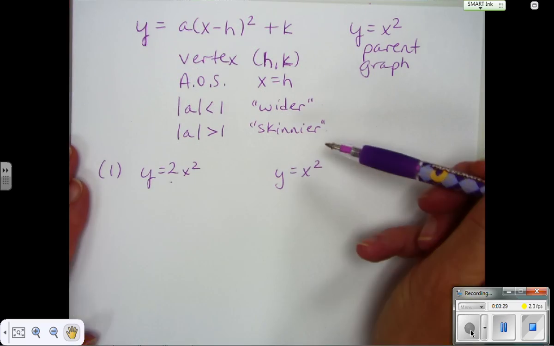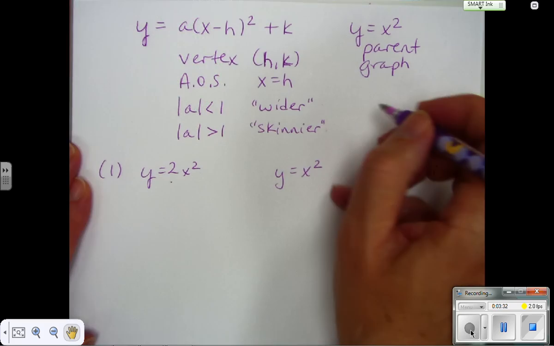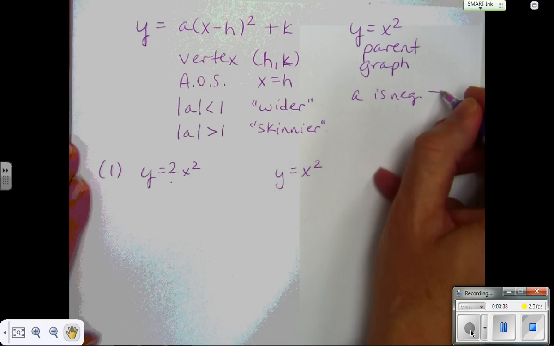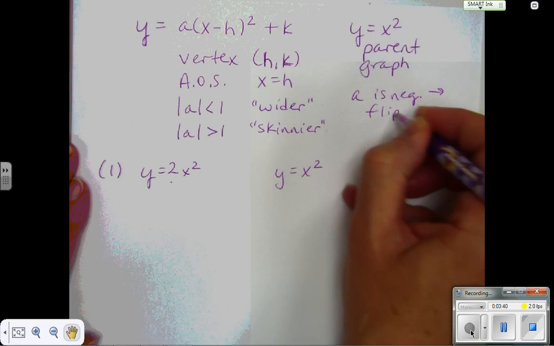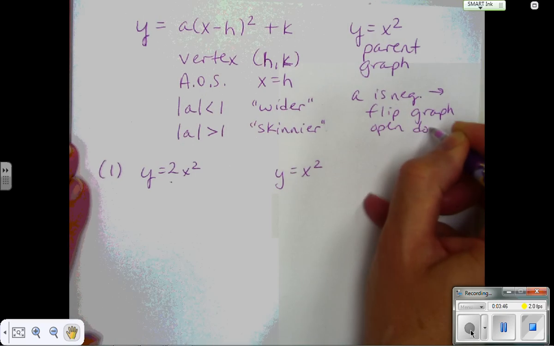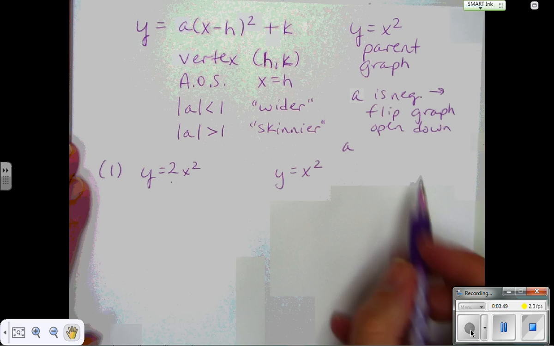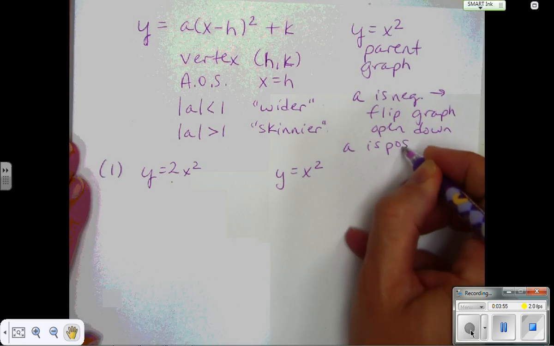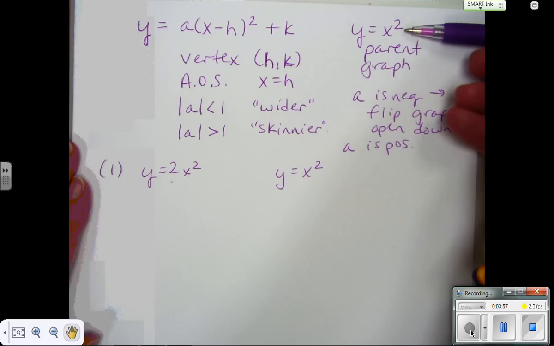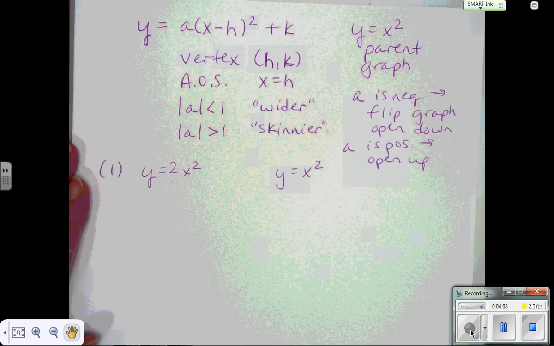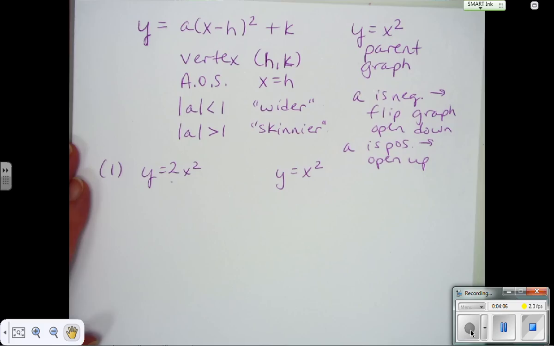Okay, also one thing I failed to mention was that if a is negative, it's going to flip the graph. It's going to open down. If a is positive, which is the way the parent graph is, then that means that your graph is going to open up. So if it has a negative value, then it is a transformation. If it's positive, it's not a transformation. That's the way the parent graph is.